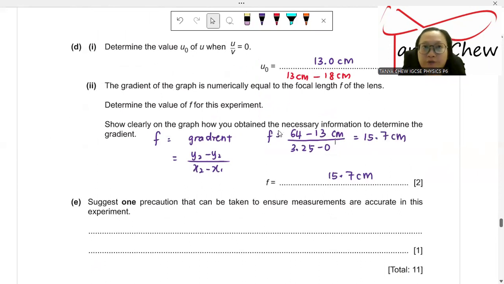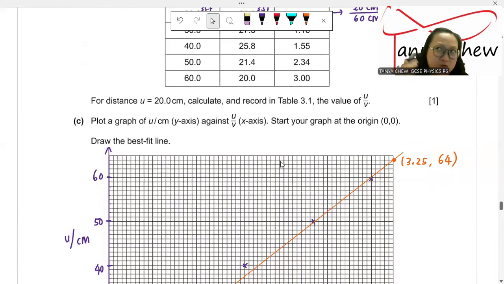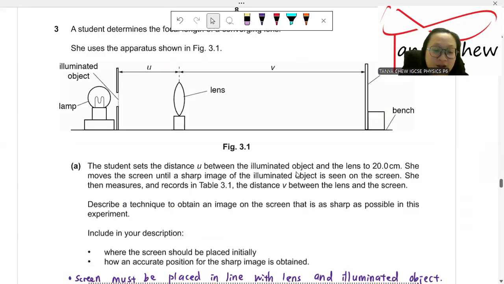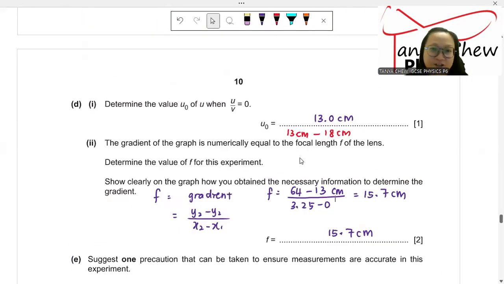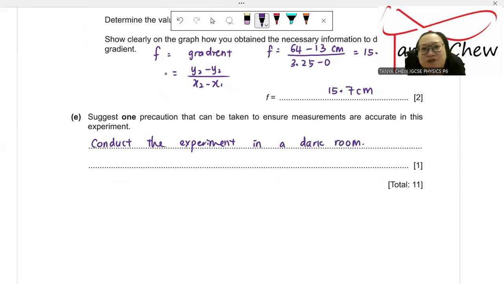So it is up to you to put it in terms of 2 significant figures or 3 significant figures. It doesn't matter. So E suggests one precaution that can be taken to ensure measurements are accurate in this experiment. When you scroll up again, if you are blank and you don't know what to write, scroll up to the diagram. This is related to an illuminated object. There is only one fixed answer, which you could say: conduct the experiment in a dark room so that the sharpest image is confirmed, very sharp.